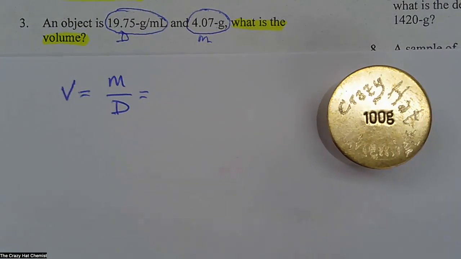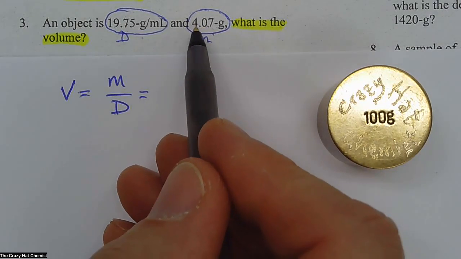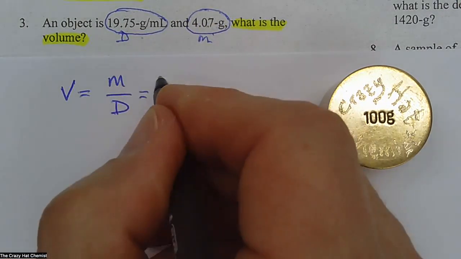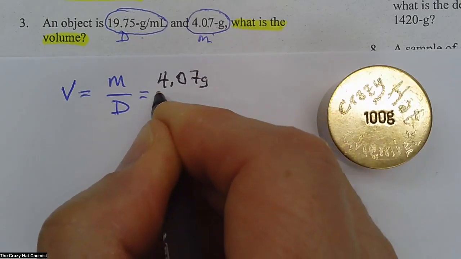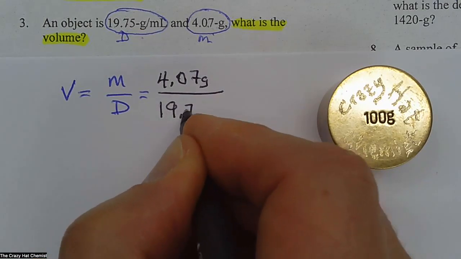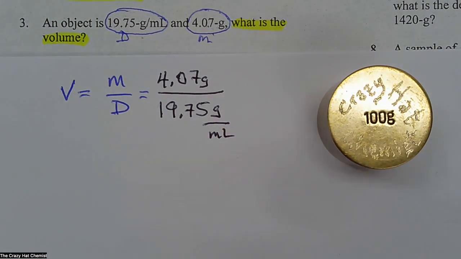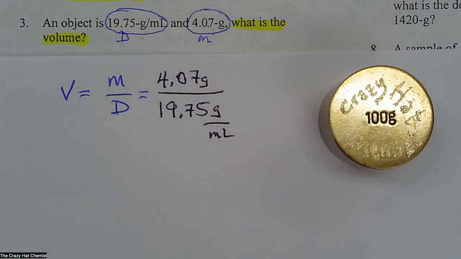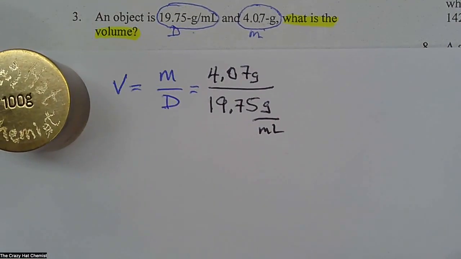And what we are going to do is plug in both of these things in their appropriate spots. So that is 4.07 grams. That's a mass. 4.07 grams in the numerator, and the denominator has 19.75 grams per milliliter, just like that. Okay. All right. So now we are going to plug these numbers in our calculator, and we're going to get some unrounded number that we're going to have to work with right here.